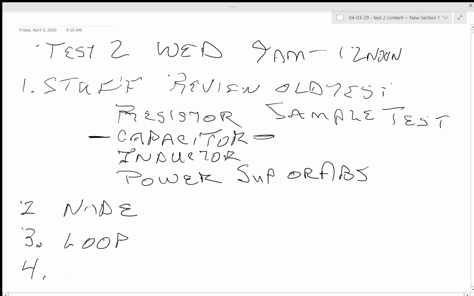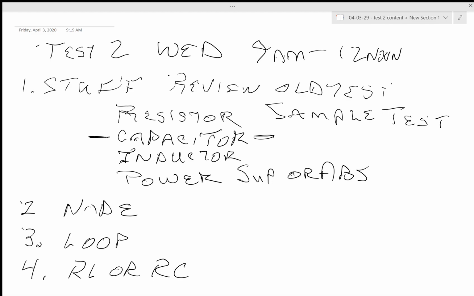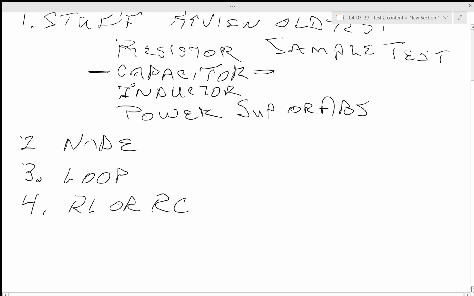4 is going to be an RL, an RC, and like I said in class, I will want you to go step by step basically, but you'll be looking at things like what the circuit looks like at those points.